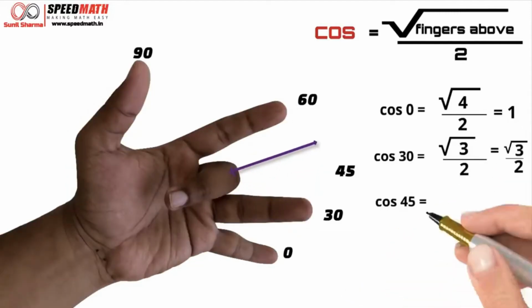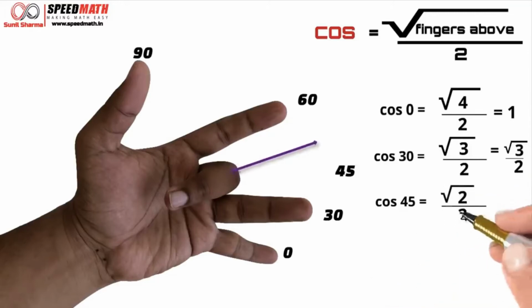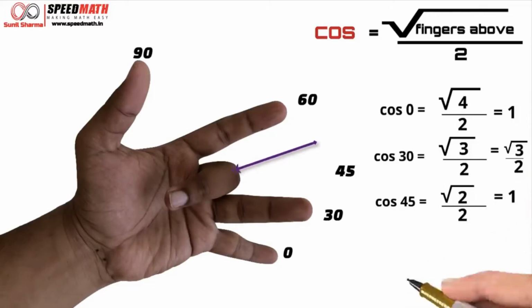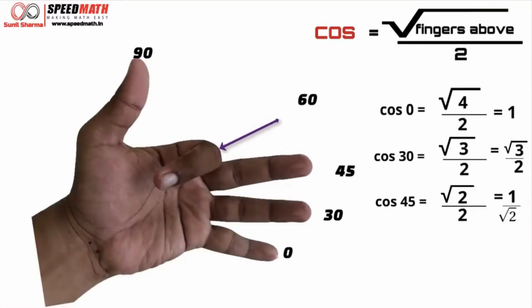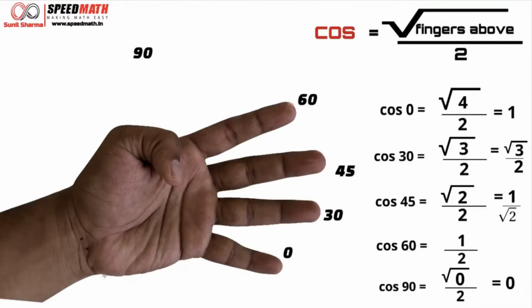Now let's find out cos 45. So above middle finger there are 2 fingers. So as per our formula, cos 45 will be root 2 upon 2. And if we rationalize it, we'll get 1 upon root 2. Let's find cos 60. Now above index finger there is only 1 finger, so as per our formula cos 60 will be root of 1 upon 2, that will give us half. Now let's find out cos 90. Now above thumb there are no fingers, so cos of 90 will be root of 0 upon 2. Now root of 0 is 0 and 0 upon 2 is 0, so cos of 90 is 0.